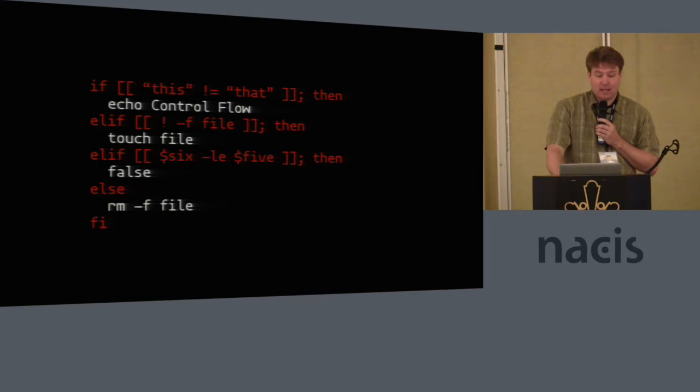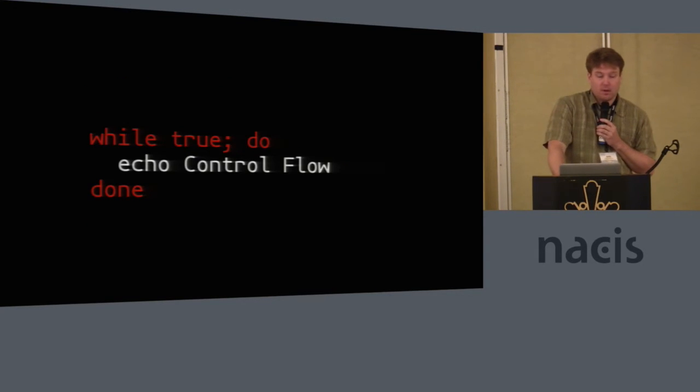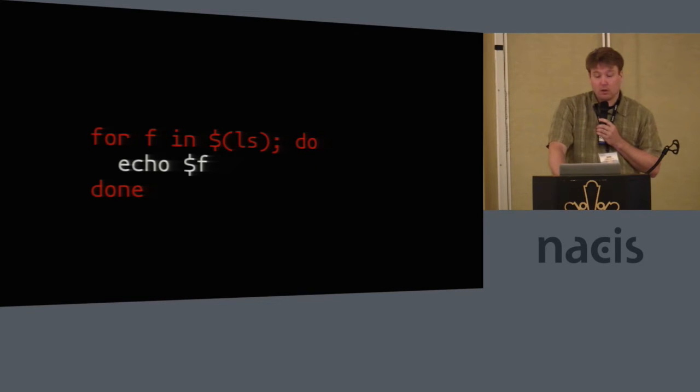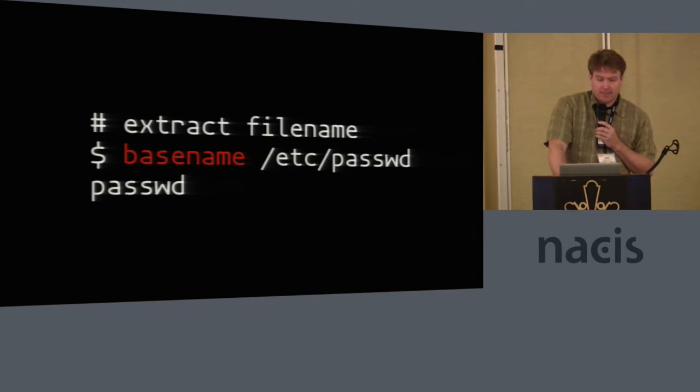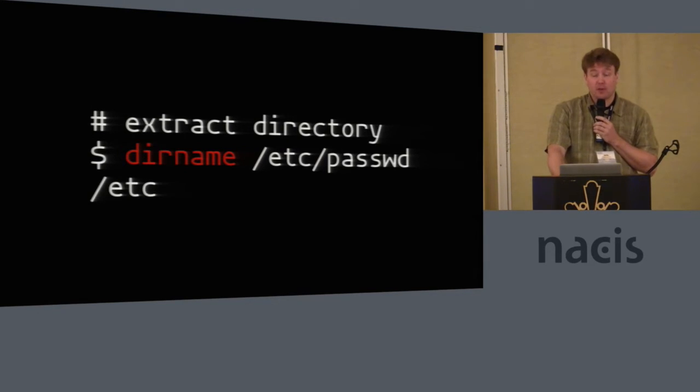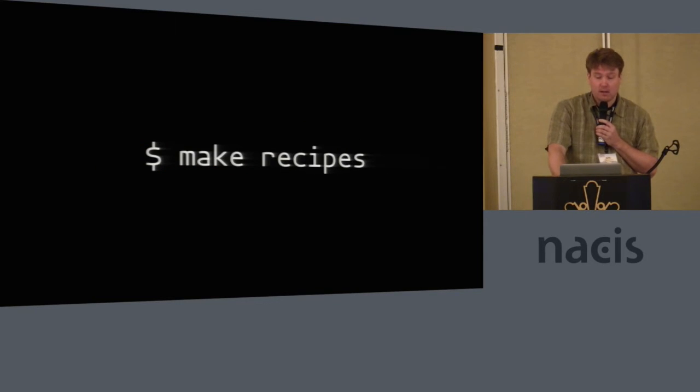You can do math. You can do control flow with if, else. You can do while loops. You can loop over things, so looping over content in a directory listing. Man, test. I don't actually know what that means. Anyway, you can find out what the file name is from a full path. You can find out what directory a file is in.